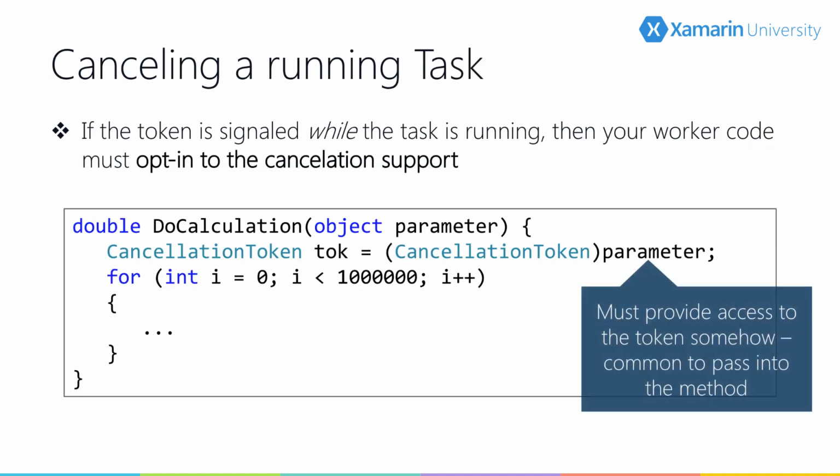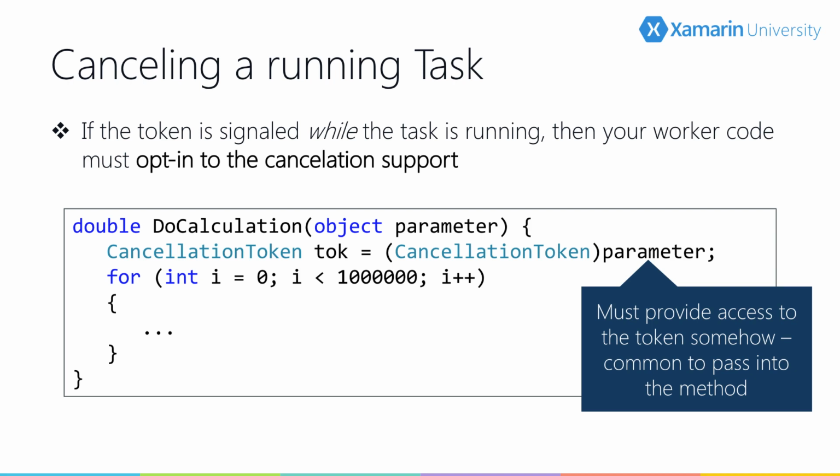It turns out that cancellation of running tasks is an opt-in feature. There is no way for the Task Parallel Library to know what your task is doing, what data it's touching, what resources it's currently working on.